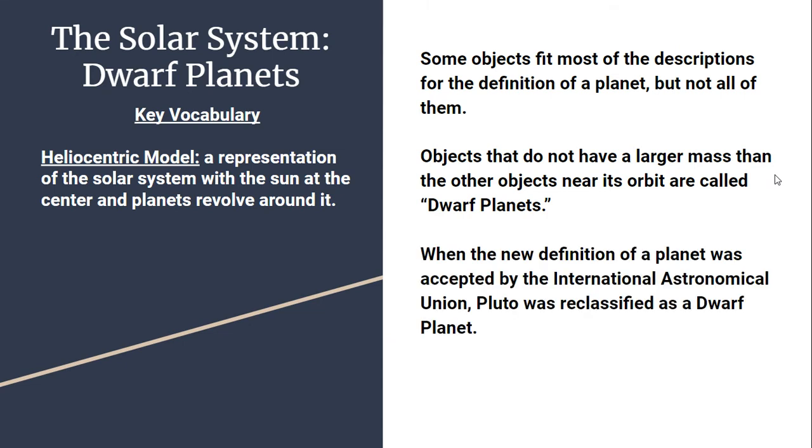A few years back, the International Astronomical Union, a collection of space scientists, got together and someone proposed a change to the definition of a planet. Based off of their research, their documentation, their evidence, they said we should be calling planets by this new definition. And when they changed that definition, Pluto got reclassified as a dwarf planet.